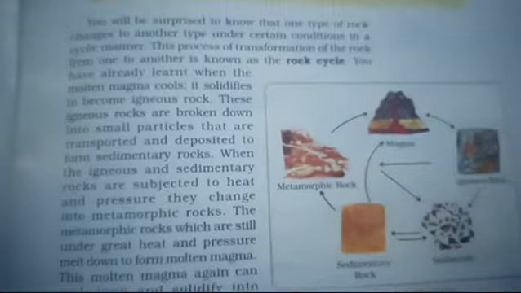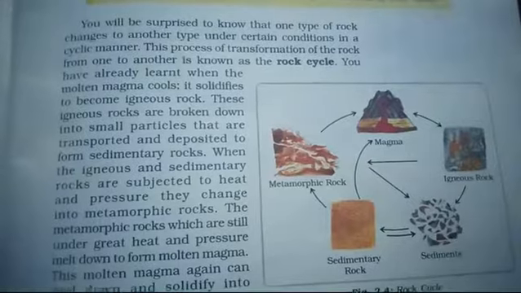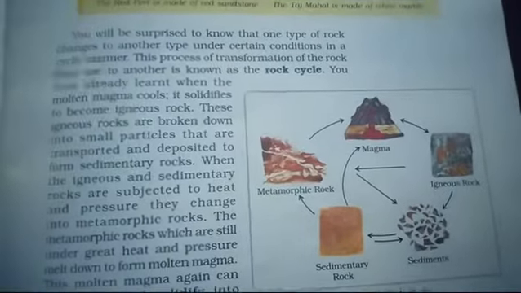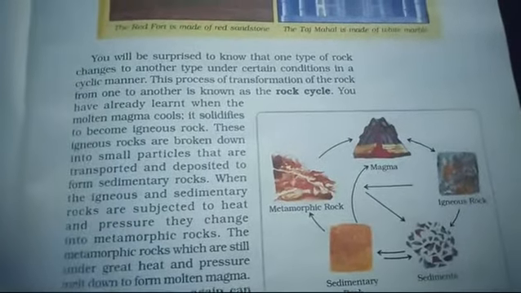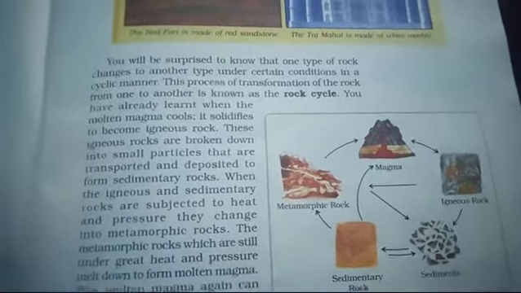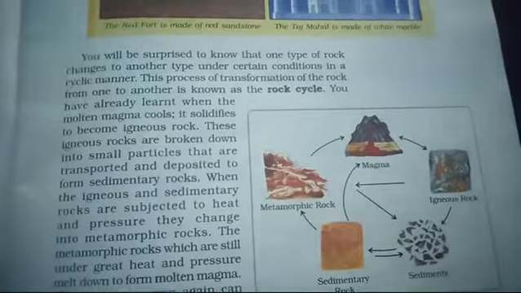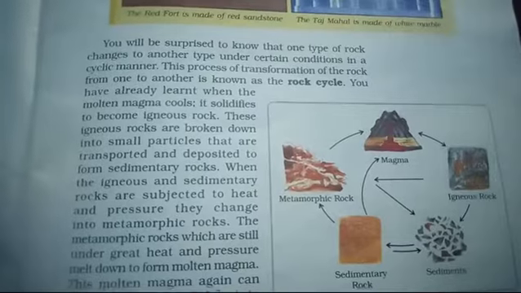Now let's move further. You will be surprised to know that one type of rock changes to another type under certain conditions in a cyclic manner. अंडर हीट एंड प्रेशर के साथ बेटा एक रॉक दूसरे रॉक में बदला जा सकता है. ठीक है. And this process of transformation of the rock from one to another is known as the rock cycle. और इस प्रक्रिया को क्या नाम दिया गया बेटा? इस प्रक्रिया को रॉक साइकिल कहा गया है.